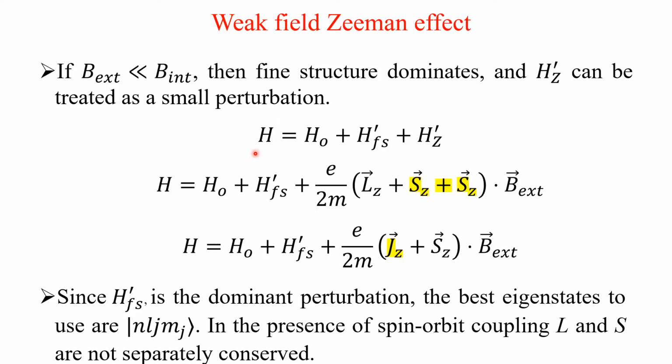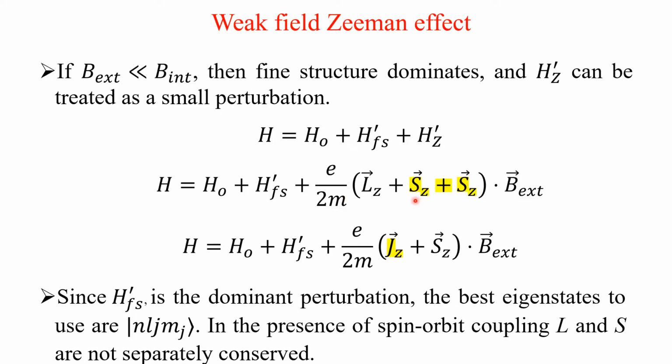As usual, the total Hamiltonian can be written as H naught plus H prime FS plus H prime Z. So you know very well that H prime Z is equal to e divided by 2m Lz plus 2Sz. Now what I have done here is, of course, there is a dot product with the magnetic field, the external magnetic field.